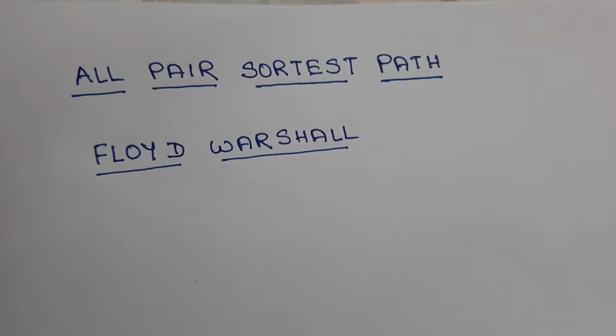Welcome, friends. Today we are going to learn about a problem solving on dynamic programming. The problem is known as all pair shortest path, or commonly the Floyd Warshall algorithm. This is a type of algorithm where we have to find the shortest path between every pair, where one is the source and the other is the endpoint.